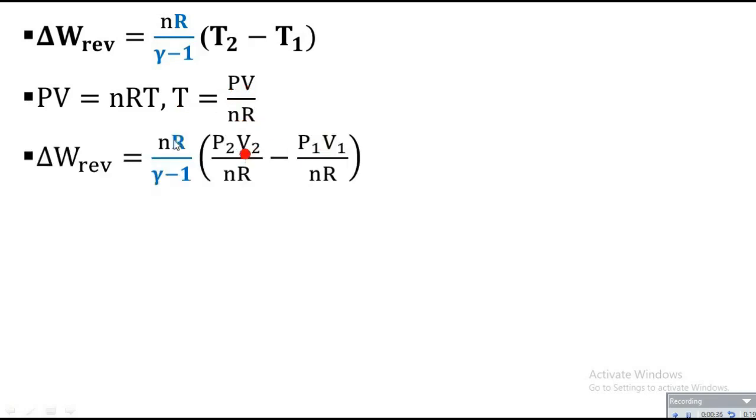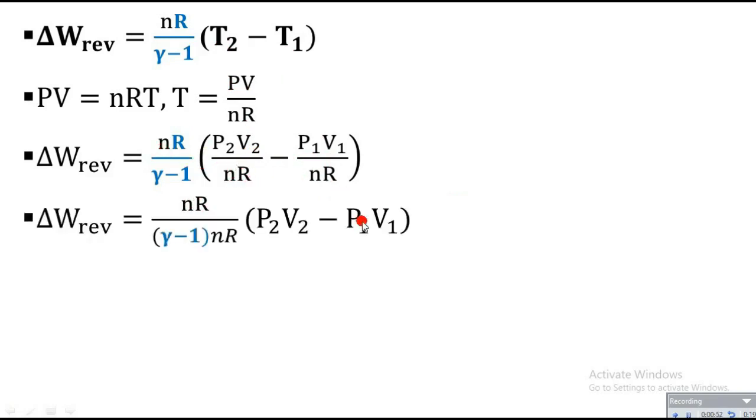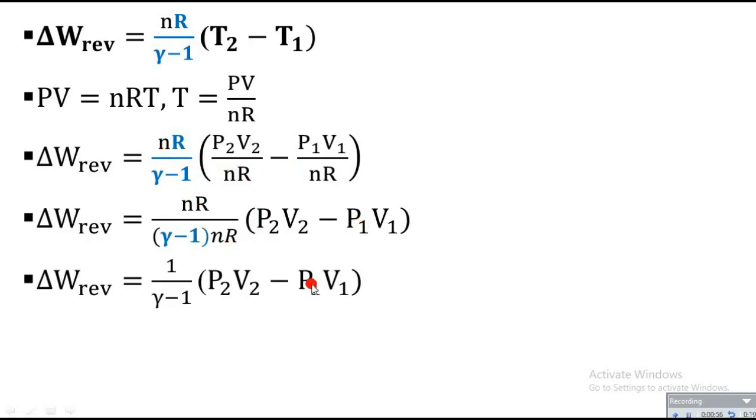So we get nR over gamma minus 1, times P2 V2 over nR minus P1 V1 over nR. We are replacing. Here we have the term nR, so we can cancel them. So we remain with the final equation where the work done in the reversible process is equal to this one. So this is the second formula to calculate the work done in a reversible adiabatic process.